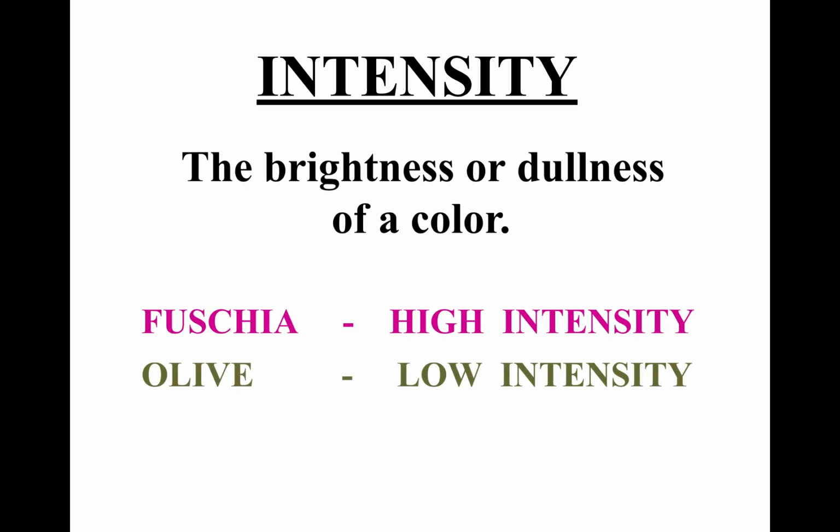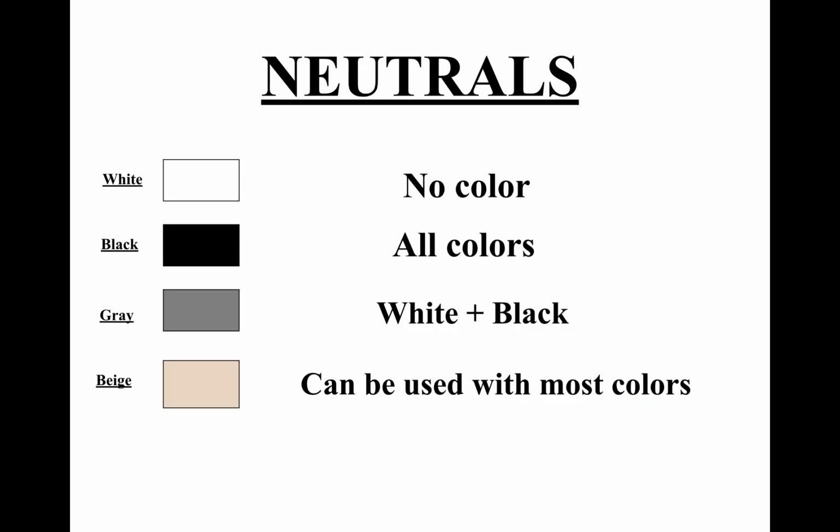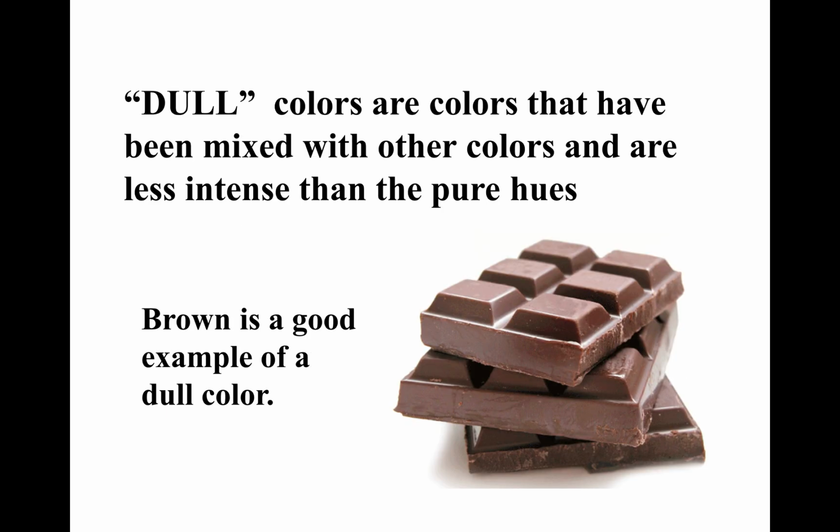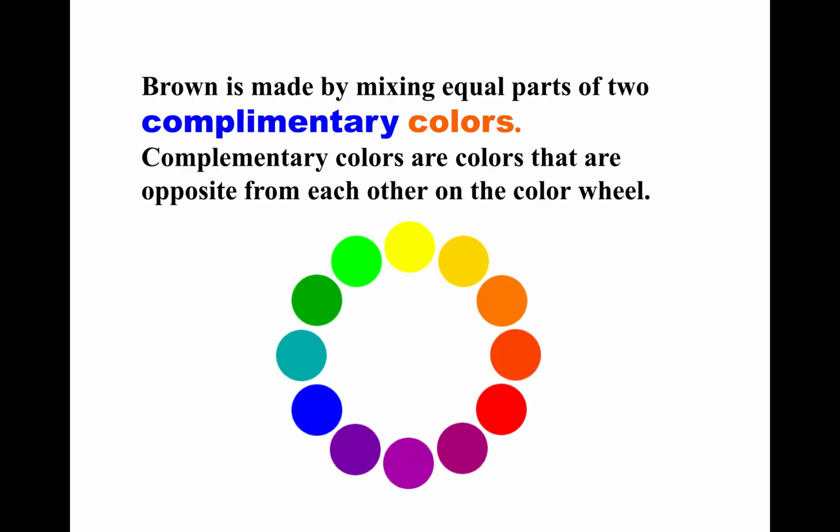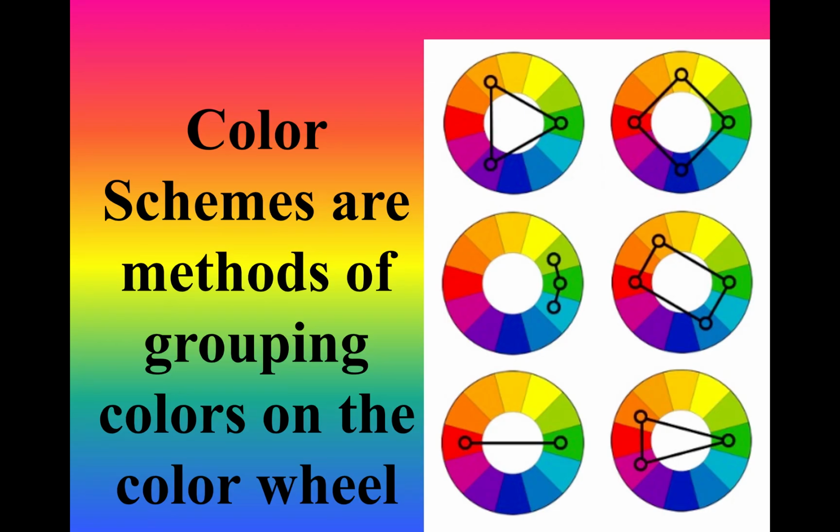The intensity of an object. Fuchsia is a very bright, saturated color, whereas olive is a low intensity color. Here are some examples of more neutral colors. If you mix opposite colors in basically equal parts, you're going to come up with a very neutral color between the two. Neutralized colors are good. Most colors that we see are not super saturated.